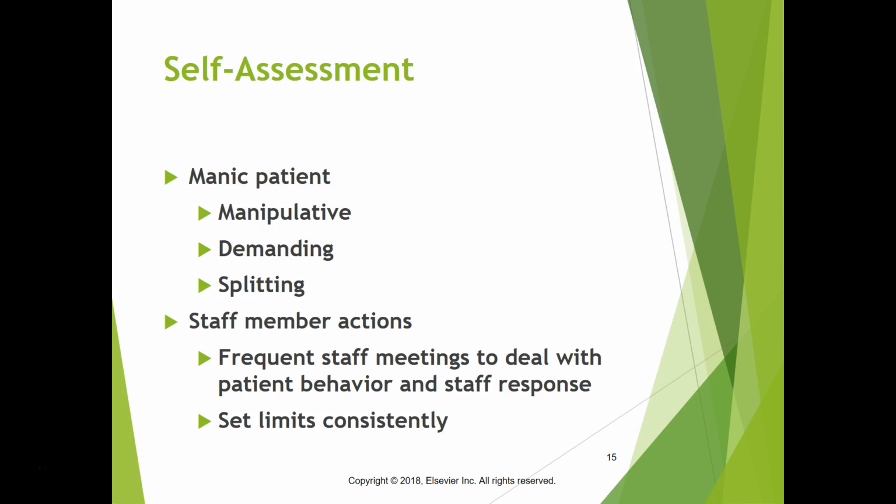So we have to think about our own actions, that we have to have frequent staff meetings to deal with patient behavior and staff response. Everybody should really be as consistent as possible when working with these patients. It really does not help them at all if somebody is very lenient and somebody else is really super strict. They need limit setting, but they need it in a very calm, controlled, consistent way.